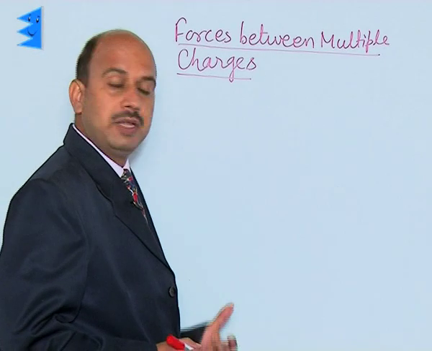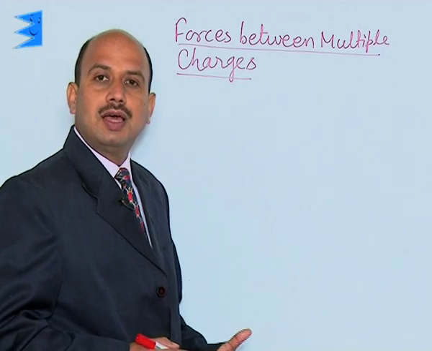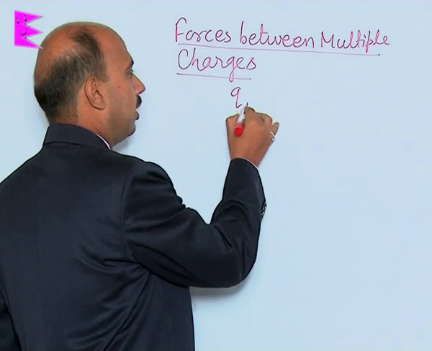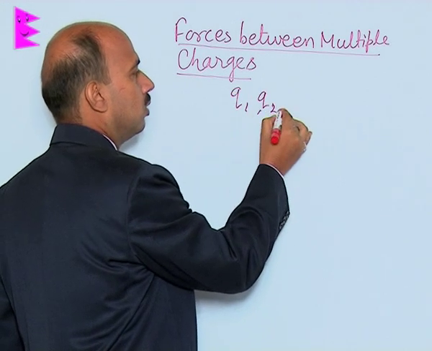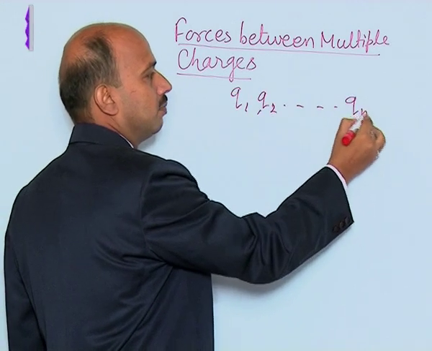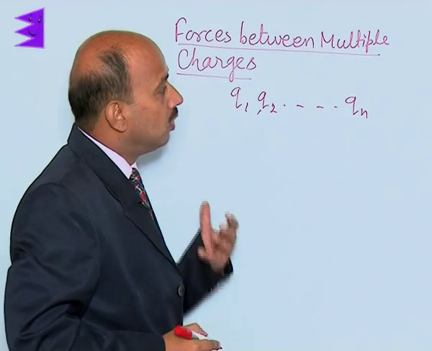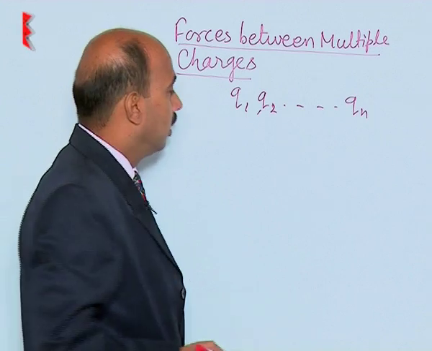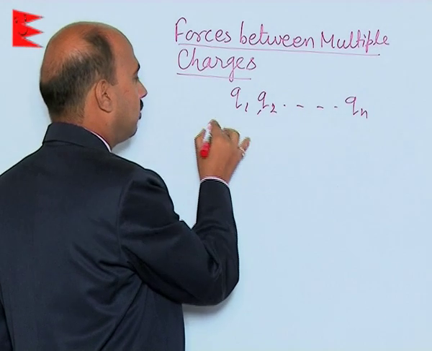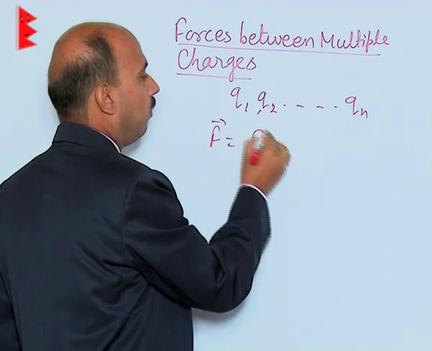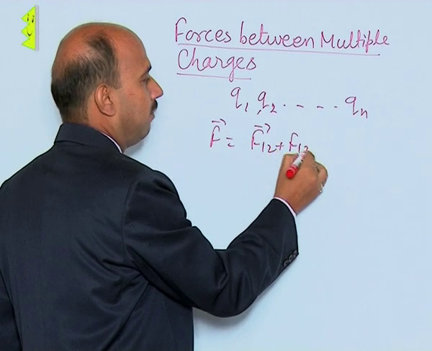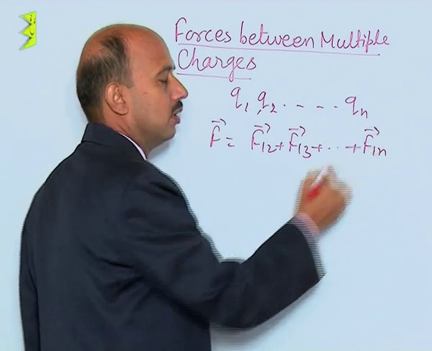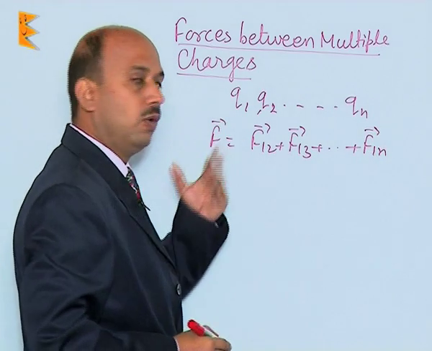Now see here, in the principle of superposition, if there are n number of charges present in the system, suppose q1, q2 and qn, then the total force acting on any one of the charge, suppose q1 we are taking. So we can write here F is equal to F12 plus F13 plus F1n. So total force on the charge q1.